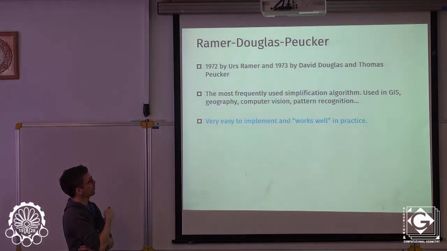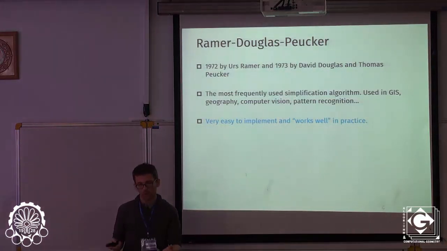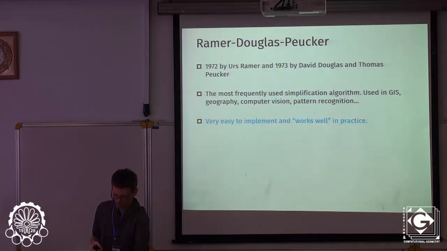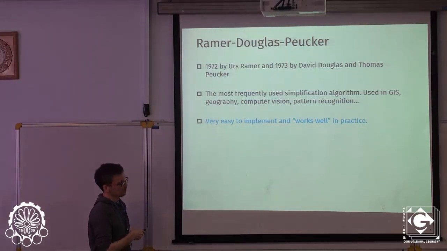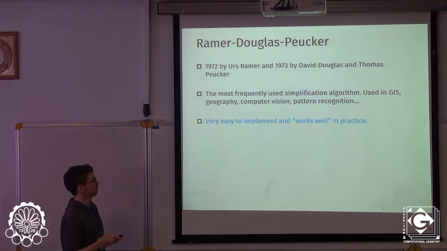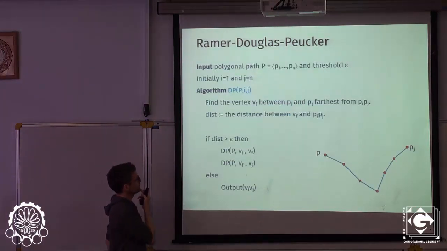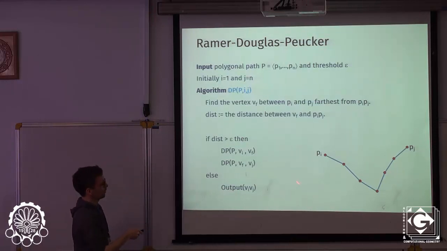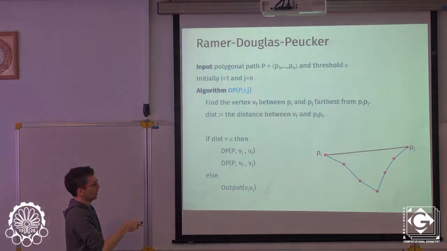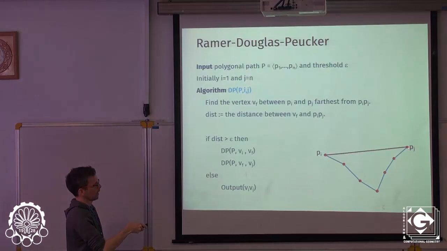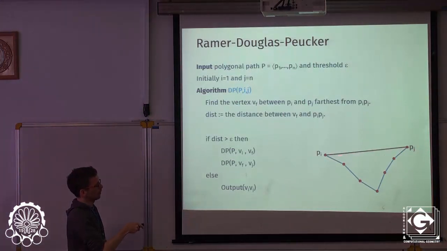This is very frequently used in GIS. Its advantage is that it's very simple to implement, and at least the claim is that it works well in practice. So it seems that people are at least happy with what they get with this algorithm. The idea is very simple. We have a polygonal curve, which starts and ends somewhere. Now the question is, is this curve sufficiently close to this line segment to simply replace this curve by this line segment?